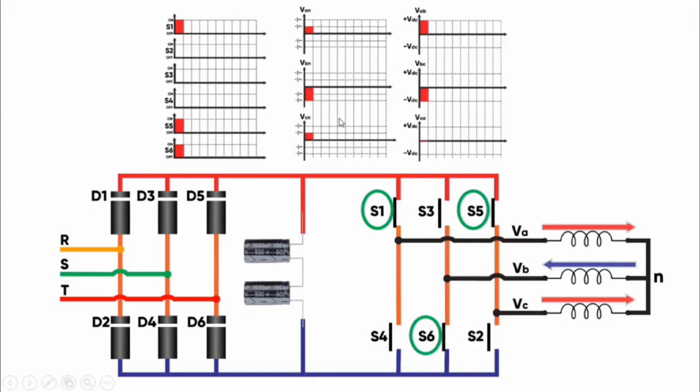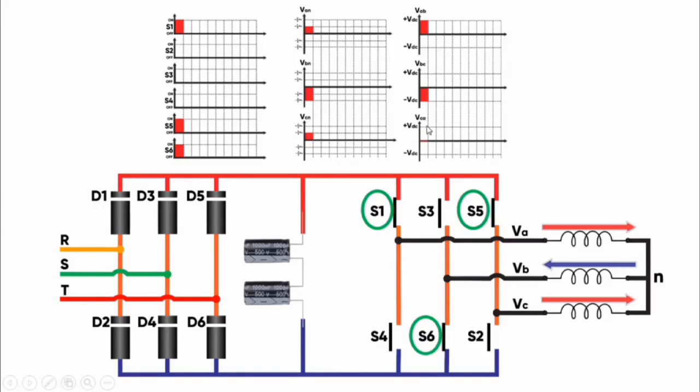Now, let's analyze these on the graph together. We said that our VAN is 1/3 of the DC voltage. Our VCN is also 1/3 of the DC voltage, and our VBN is minus 2/3 of VDC, as you can see. And these are the graphs that you can see here.